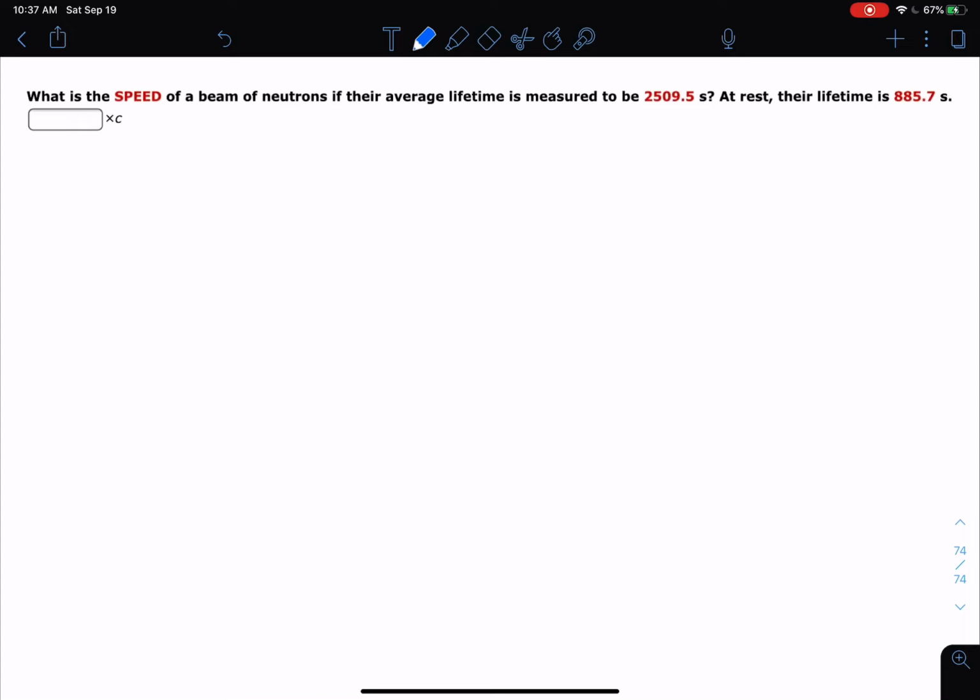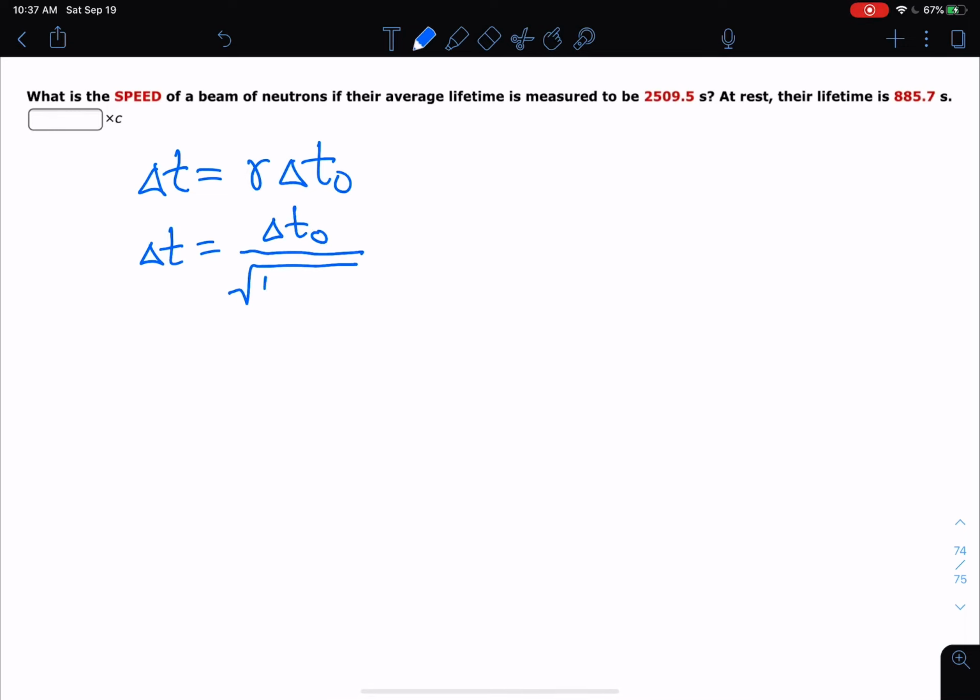This is time dilation. So delta t equals gamma delta t naught. And ultimately we often write it as gamma, but we really should be writing it like one over the square root of 1 minus v squared over c squared. Okay, so I know my delta t. So delta t is 2,509.5, and delta t naught is 885.7. Now, how do I know that?